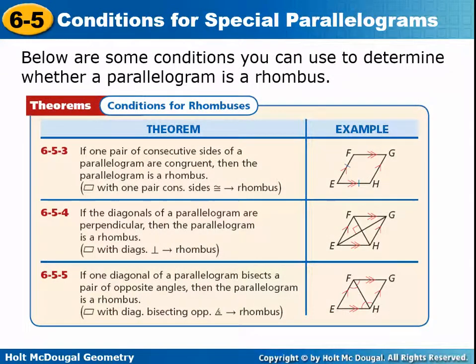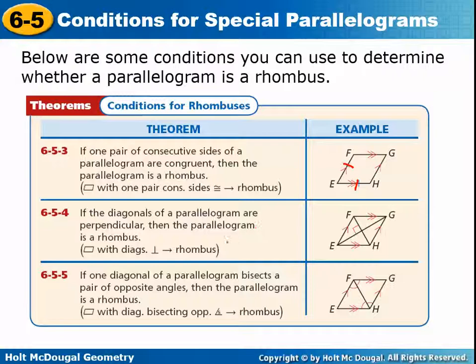All right, so we have some more to determine if you have a rhombus. If you have a parallelogram and one pair of consecutive sides are congruent, then the parallelogram is a rhombus. So if you know you have a parallelogram by whatever means needed, and you know that two sides that are touching each other, consecutive, are congruent, that's enough to say you have a rhombus.